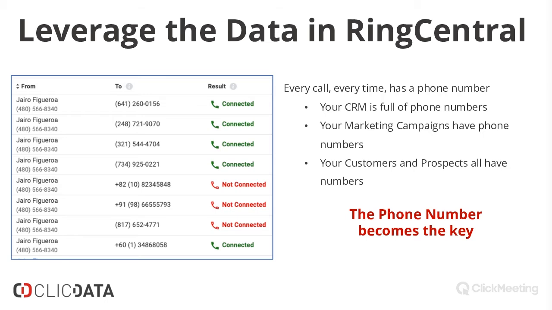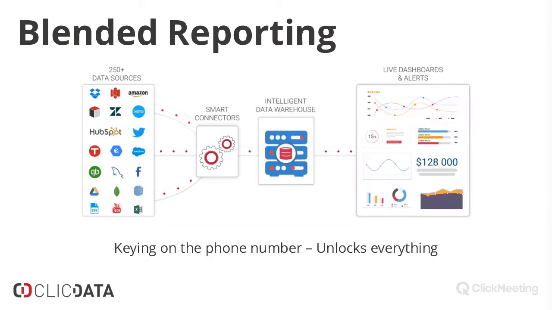Every CRM has phone numbers in it. Every marketing campaign has phone numbers. Your AP and AR systems, all of your customers and all of your prospects have phone numbers. If you think about it, the phone number becomes a key, almost like a customer key that spans across multiple systems. What this allows you to do is integrate data from things like RingCentral with CRMs such as HubSpot, Salesforce, Sugar, Insightly, Pipeline. It doesn't matter what the CRM is, ClicData will connect with it.